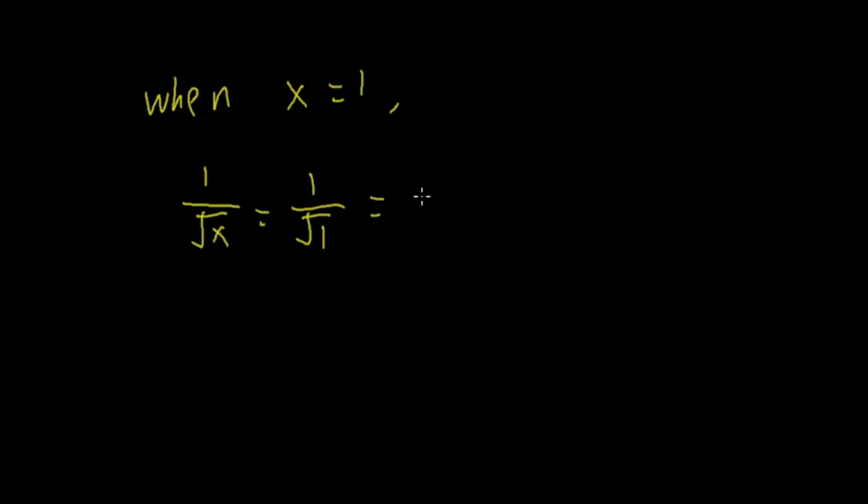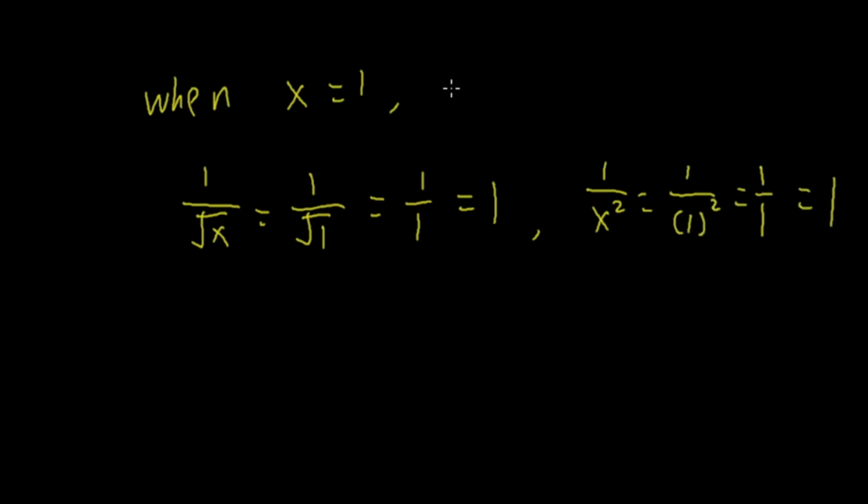Now, since x has to be greater than or equal to 1, when x is equal to 1, what do we have? So we have 1 over square root of x is equal to 1 over square root of 1. That's equal to 1 over 1, which is equal to 1. And then here, 1 over x squared is equal to 1 over 1 squared. That's equal to 1 over 1, which is equal to 1. So that means when x is equal to 1, 1 over square root of x is equal to 1 over x squared.